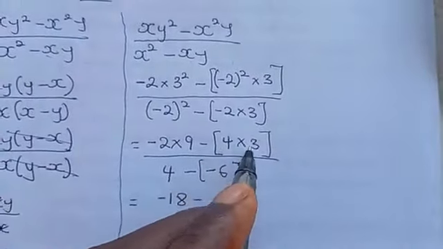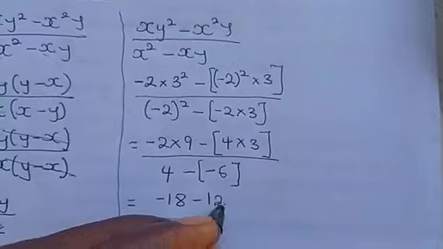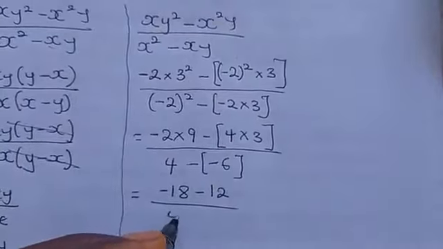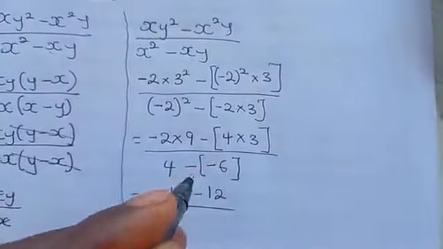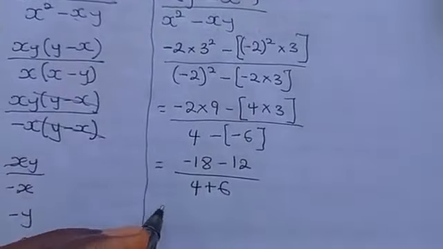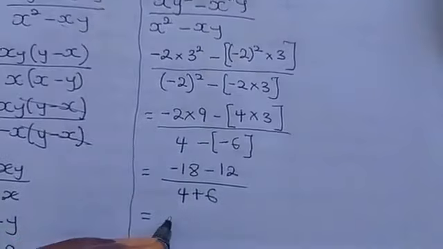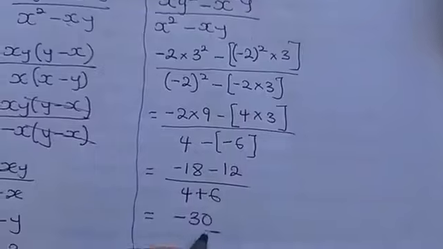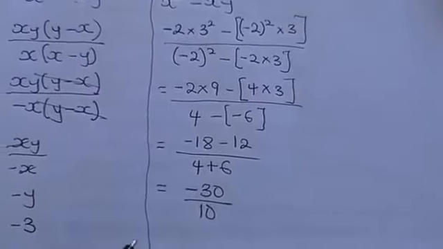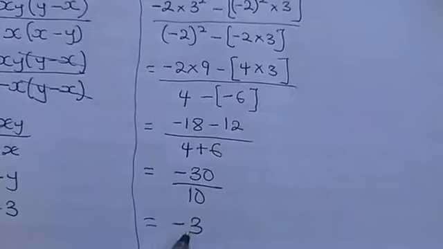minus 4 times 3, we have 12, divided by, opening this bracket, we are going to have 4 minus times minus 6, we have plus 6, and that's equal to minus 18 minus 12, we have minus 30, divided by 4 plus 6, we have 10. So by the time minus 30 divides 10, we are going to have minus 3.